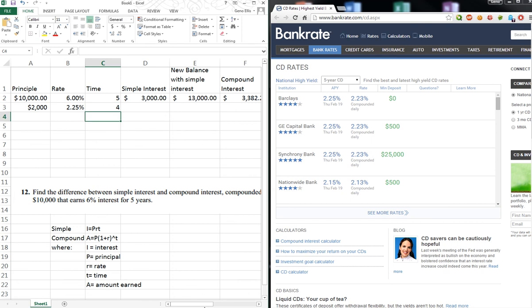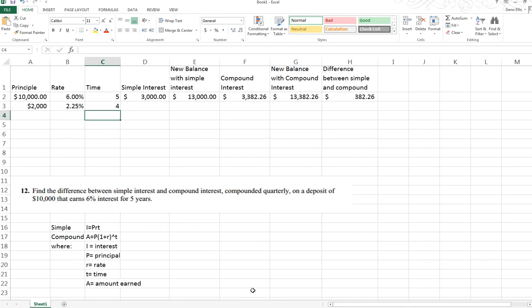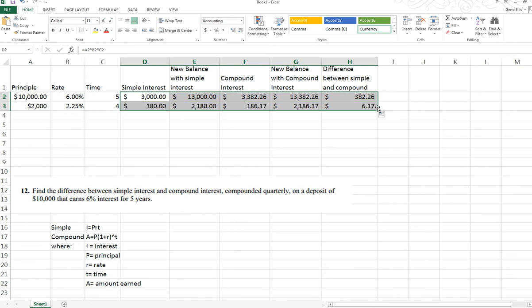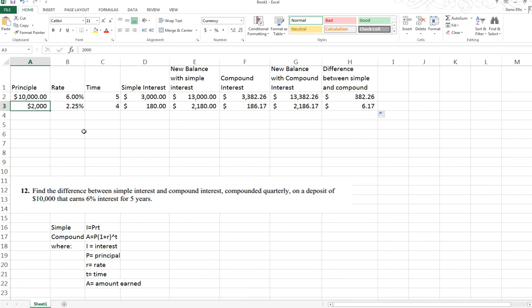Okay. And now, let's make this a little bigger. Instead of having to work this all out again, all we have to do is highlight all these formulas we just came up with, and drag them down one, and there we go. So if all we have is $2,000, if we invest it for 4 years at 2.5%, we'd only make $180 in simple interest or $186.